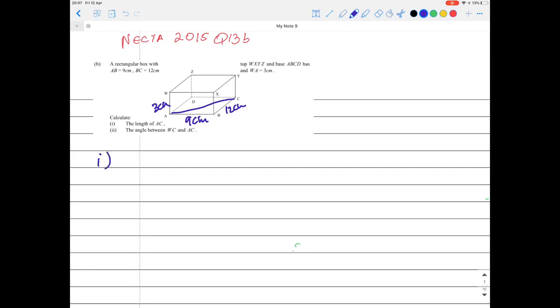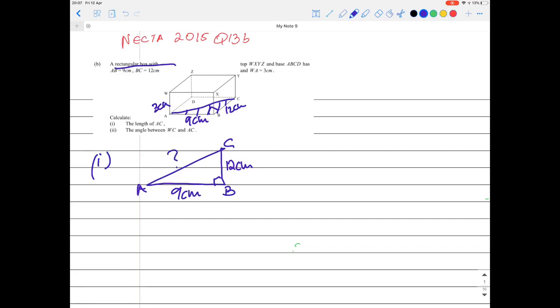Let's go to I. I'm going to draw this triangle out here. So is this triangle here? It's a rectangular box, which means this angle here is 90 degrees. So this is C, this is B, A. Okay, so 9 centimeters here, 12 centimeters here, and this is what we need to find.